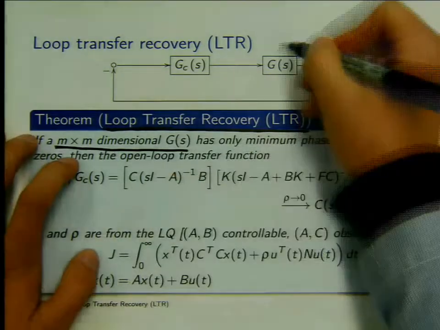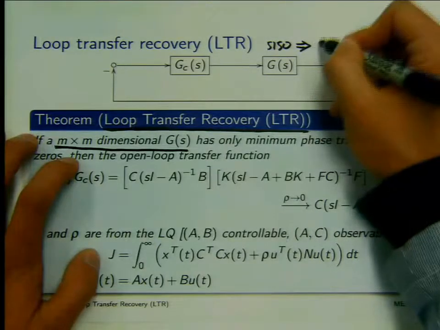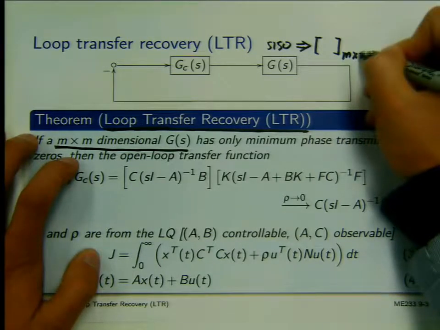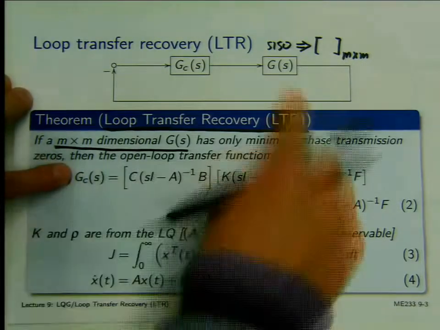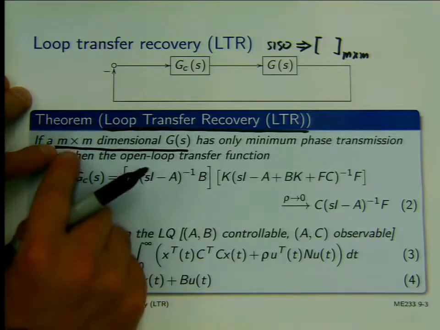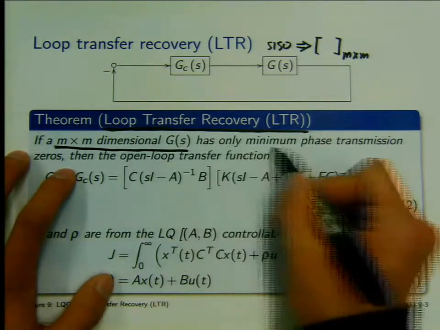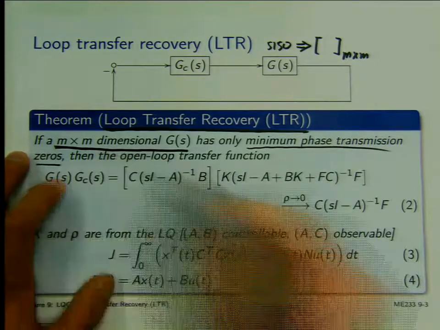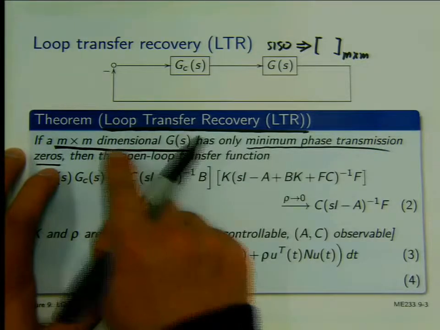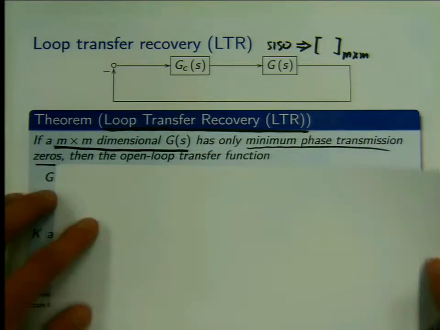I made an extension here. Originally I said it's single input, single output. So S can also be a transfer function matrix, multiple input, multiple output. I'm going to assume the dimension of this transfer function is m by m. So I'm extending from the single input, single output case to a square system, m by m. If this transfer function has only minimum phase zeros, transmission zeros, which is another word for zeros in the multi-dimensional case, okay, so minimum phase here.